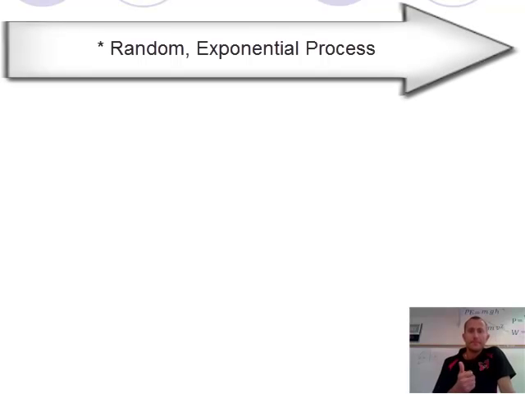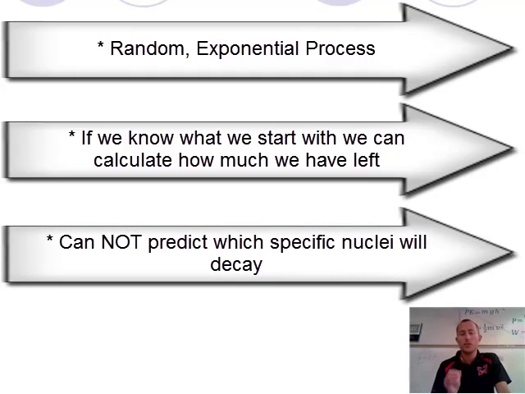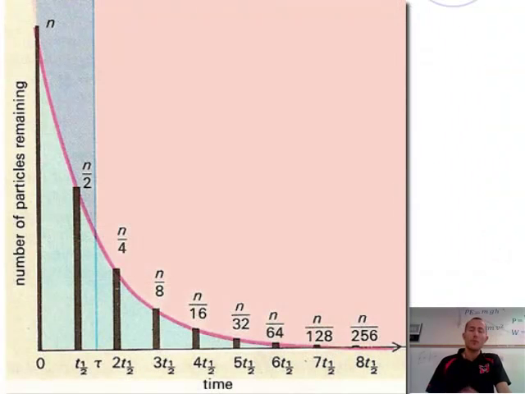So, half-life: a random, exponential process. If we know how much we start with, we're going to know how much we end with after a certain amount of time, but we can't specify which individual atoms we have because it's random. If we're given a graph of the amount of a sample over time, from that graph we can calculate the half-life based on where those points of half of that material being left are. And if we know a certain number of half-lives have occurred, we can calculate how much of a sample we should have left.